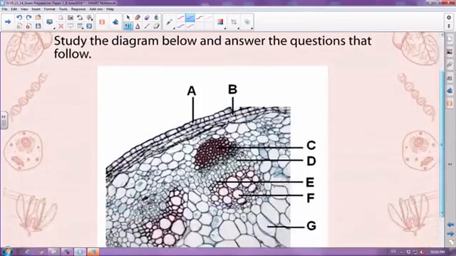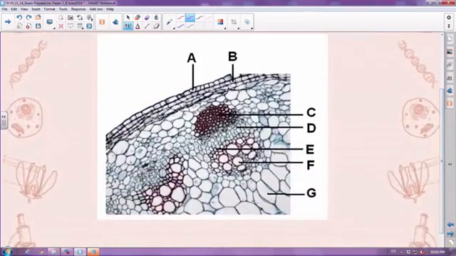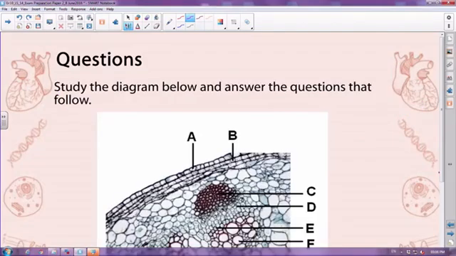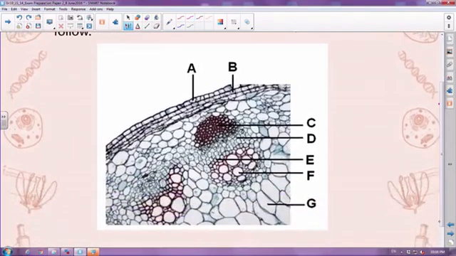Okay, so there's my diagram again. My next question is, explain how the tissue labeled F is suited to its function. Explain means, and look at the mark allocation, that I'm going to need to write a lot. Now let's go back. What did we say that number F was? And this is a very common question. Number F is the xylem.